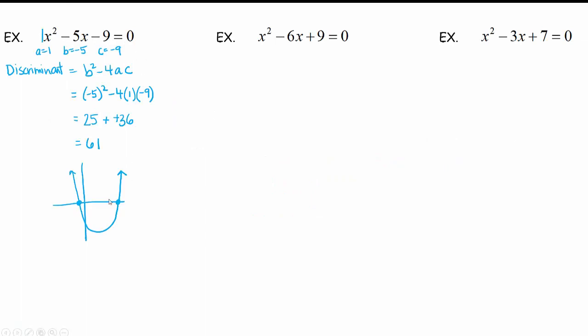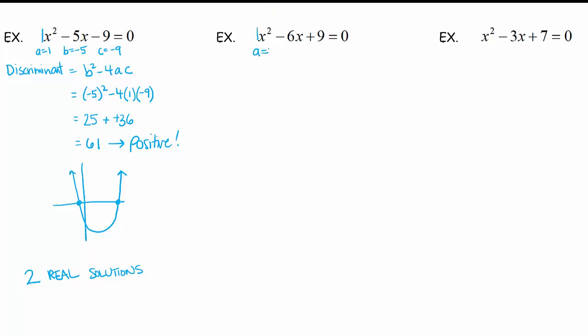So when we get those discriminants that are positive, we happen to get real answers. So we got 2 real solutions. Remember that the discriminant, the 61, is the thing inside the square root. It's a positive number, right? So when the discriminant is positive, we get 2 real solutions. Let's try the next one.